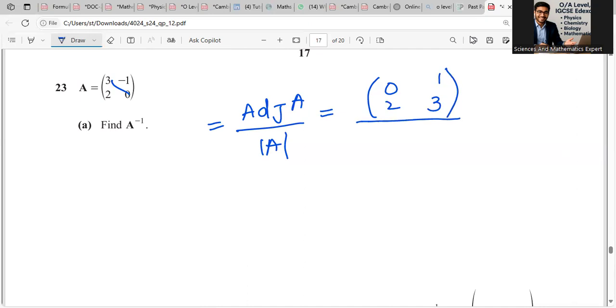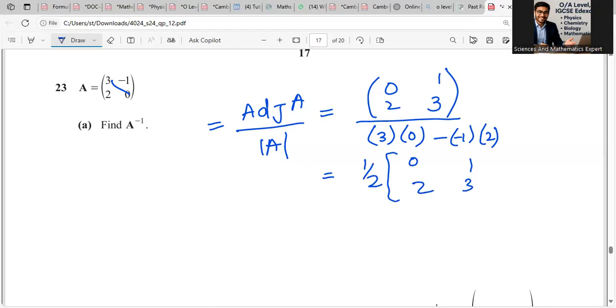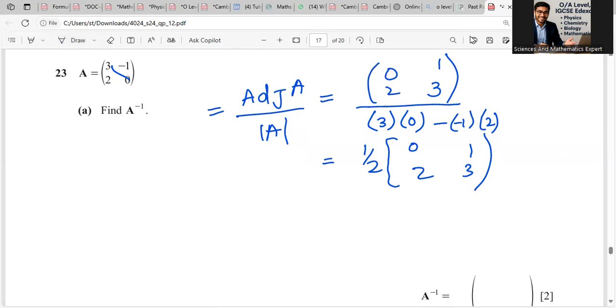Then go for determinant or mod of A, then it is 3 into 0 minus 1 into 2. So you will write it like from the below, minus plus 2 only. So it is 1 by 2 in the start. 1 by 2 into 0, 1, 2, 3. This is the A inverse form of matrices over there.